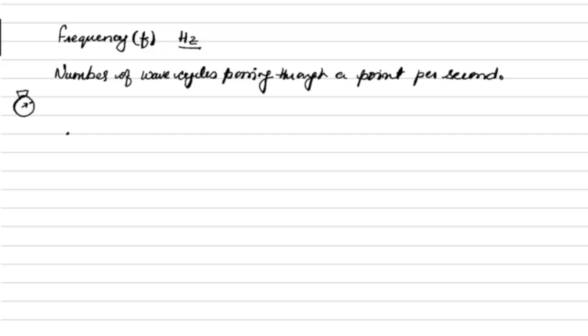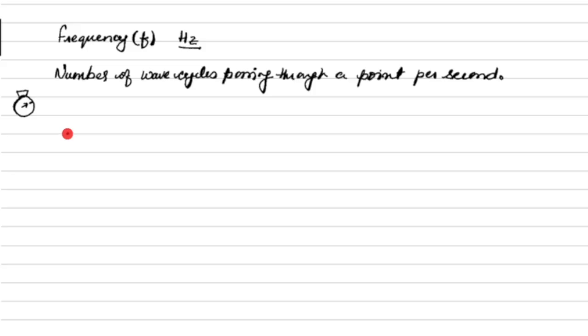Now we will discuss the frequency of a wave. We discuss frequency when there is something periodic, cyclic. For example, if you are going to school and coming back, you're completing one cycle. If you go, say, 5 days a week, then 5 becomes the frequency of you going to school. Similarly, here, the number of wave cycles passing through a point per second we call the frequency.